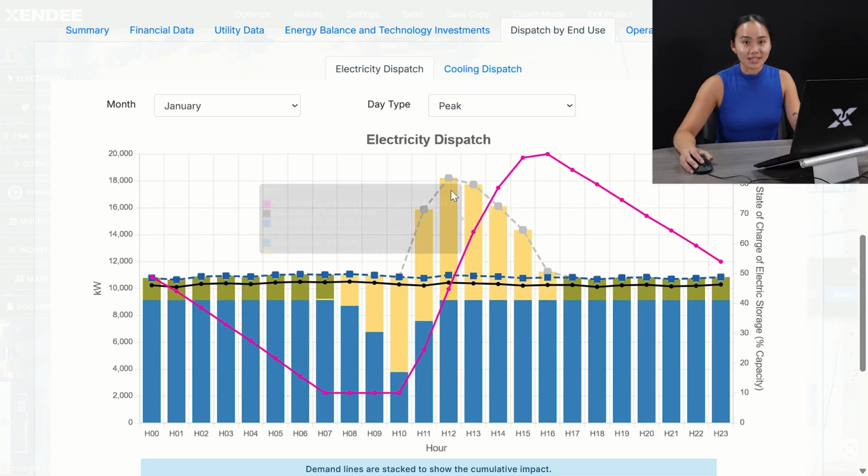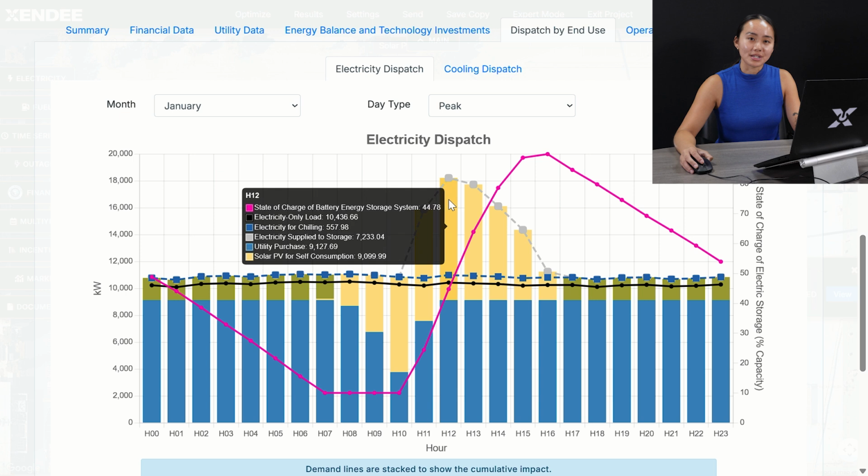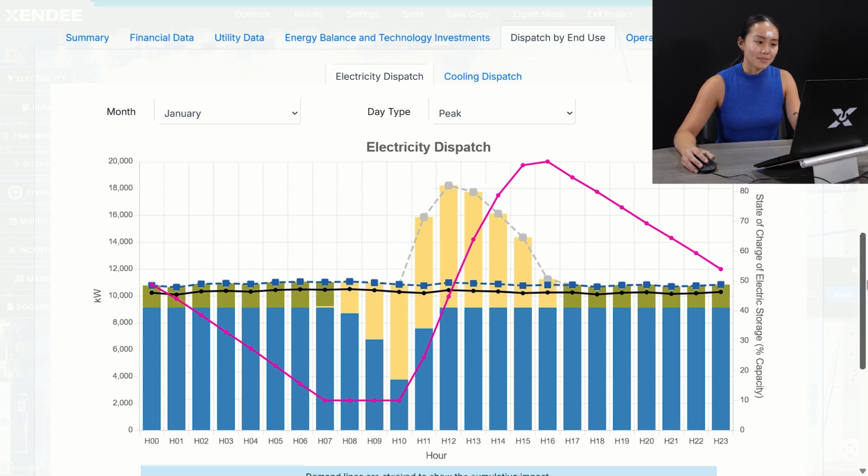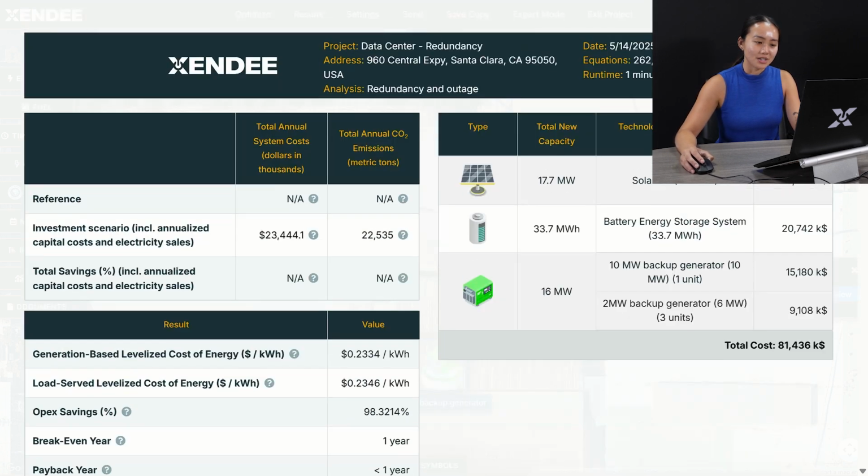Let's also take a look at the system dispatched during normal days. For a regular peak day, we see that the solar is also used to meet the demand and charge the battery. In the non-daylight hours, the battery is used to reduce the demand of utility purchases.